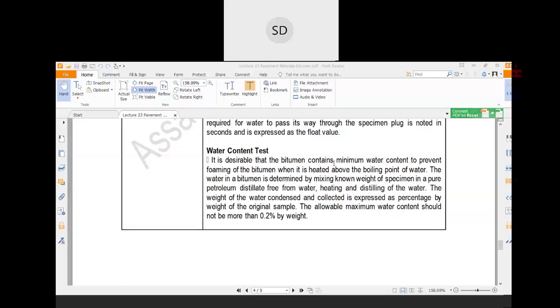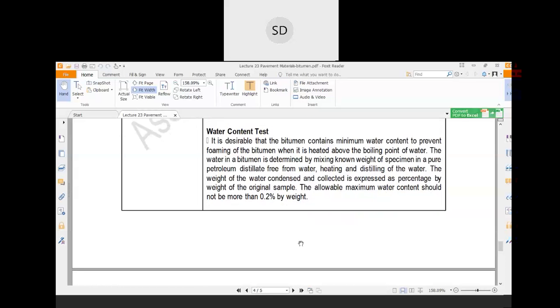So you will mix this with some distillate like petrol with the bitumen and heat it. After the heating, you have to distill this and find out what is the water content which evaporates from this portion. Now the weight of the water condensed and collected is expressed as a percentage by weight of the original sample. The maximum allowable water content should not be more than 0.2% by weight of the bitumen.